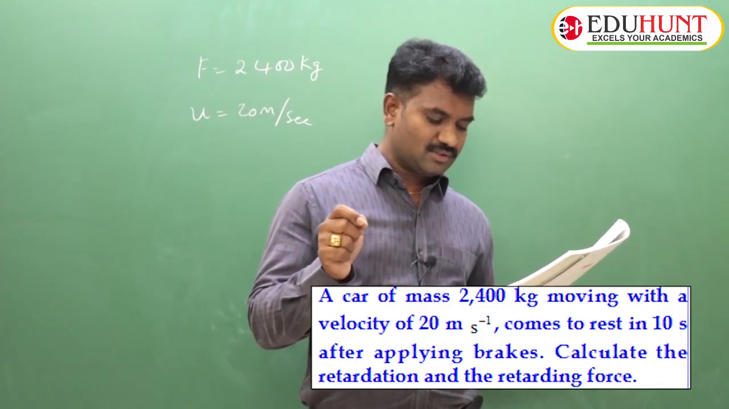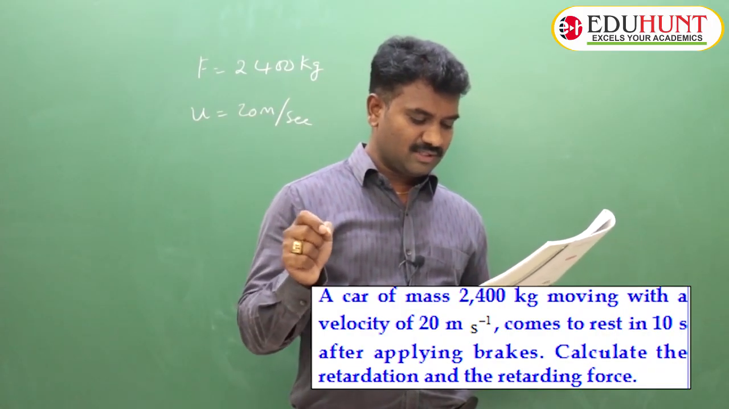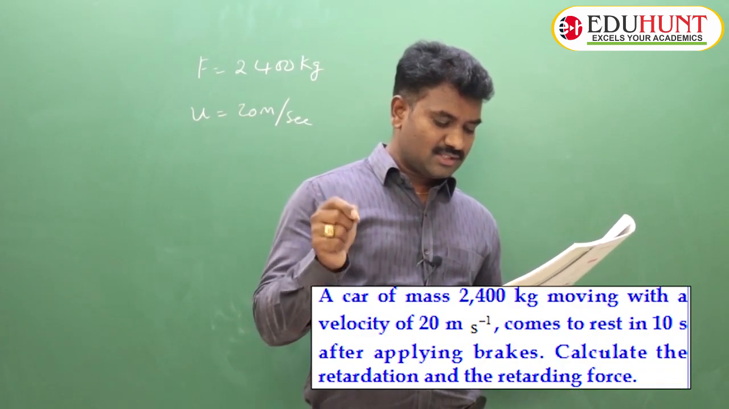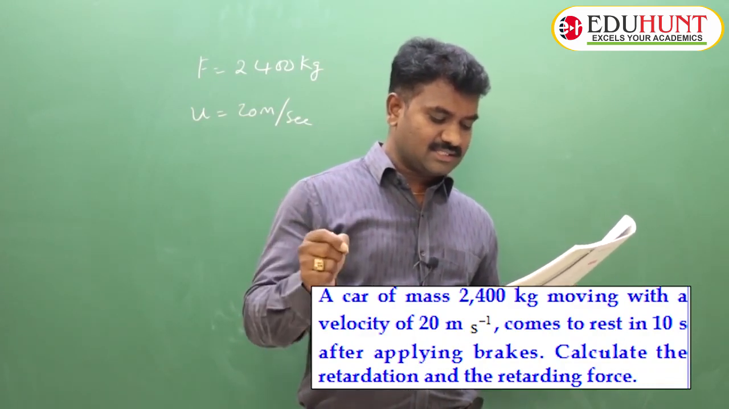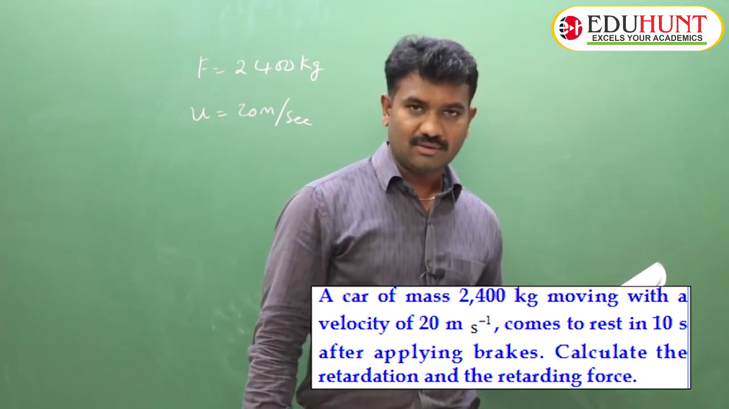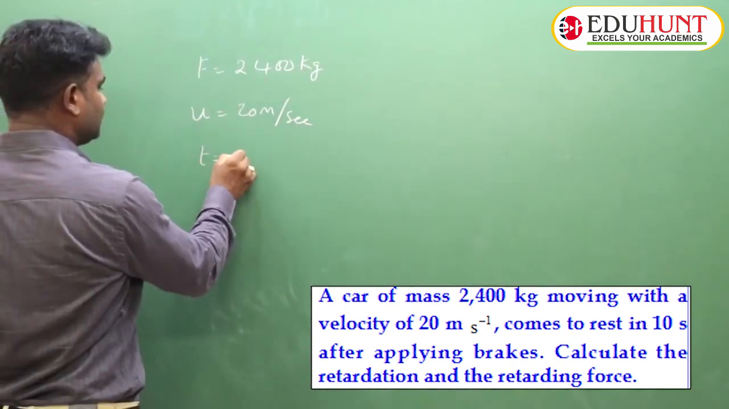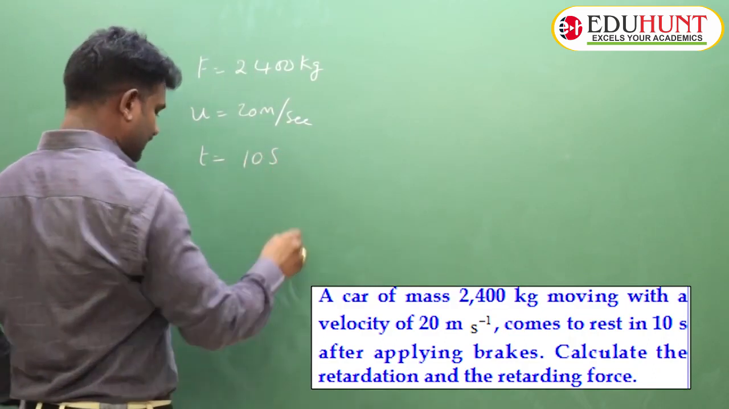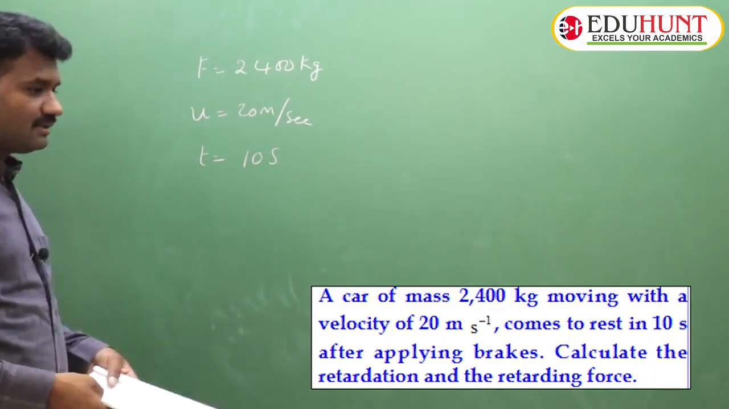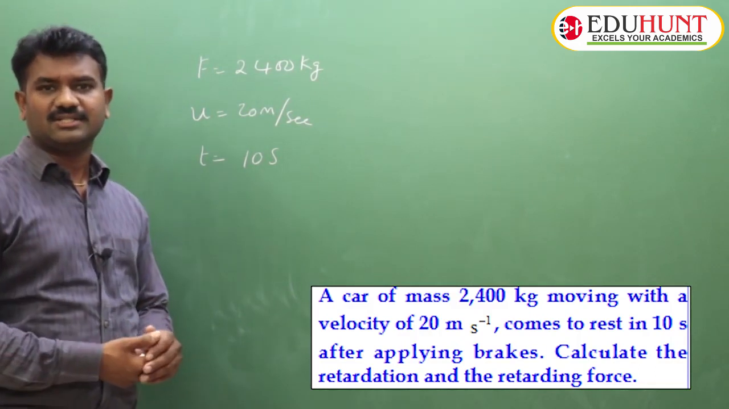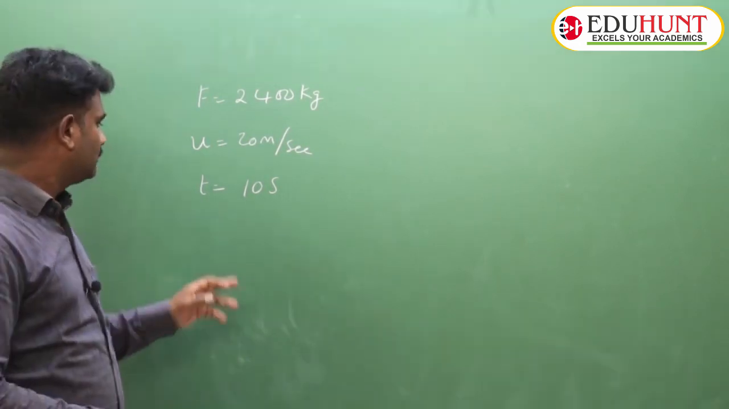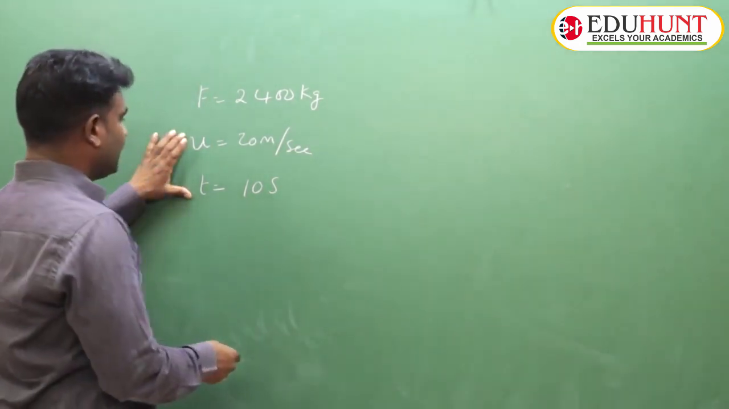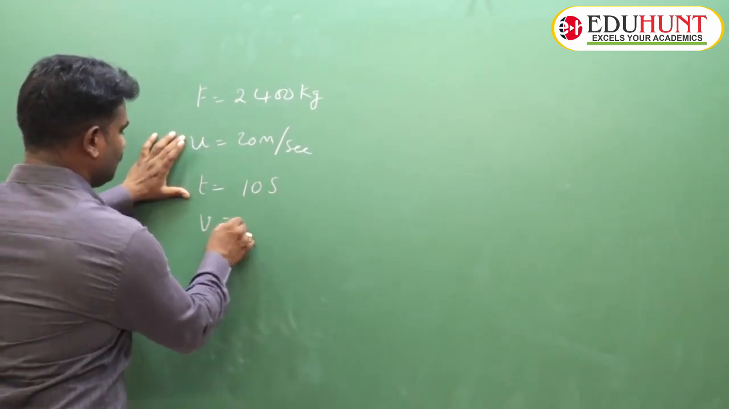A car of mass 2400 kg moving with a velocity of 20 meter per second stops in 10 seconds after applying brakes. Given that it stops in 10 seconds, so t is equal to 10 seconds. Now what is our target? Our target is to find the acceleration and force.